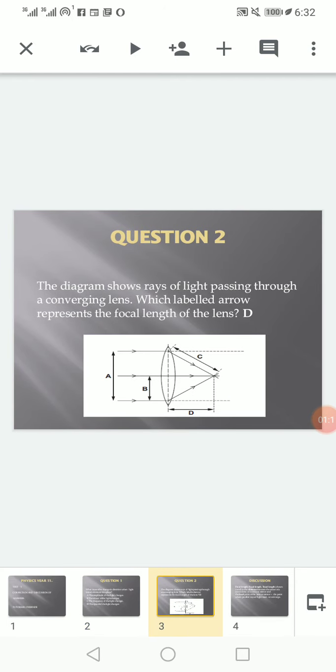Number 2, the diagram shows a ray of light passing through a converging lens. Which labeled arrow represents the focal length of the lens? I repeat again. The diagram shows a ray of light passing through a converging lens, which labeled arrow represents the focal length of the lens? The answer is D, but we need to know what exactly is focal length.